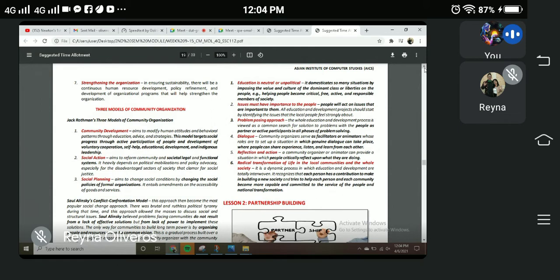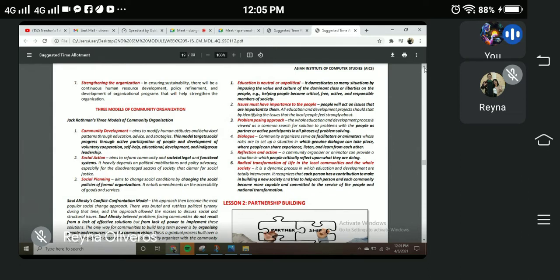Next, number 3 is the problem posing approach. So in a problem posing approach, the whole education and development process is viewed as a common search for solutions to the problems. And then number 4 is dialogue or communication. The community organizers serve as facilitators or animators whose role is to set up a situation in which genuine dialogue can take place. Okay? Where people can share experience, listen, and learn from each other.